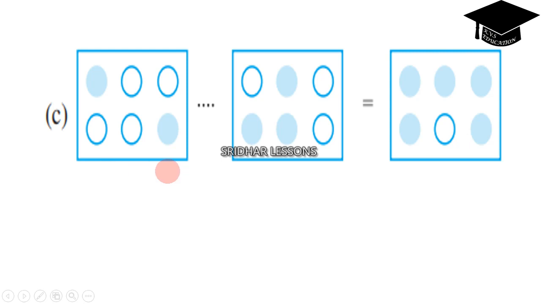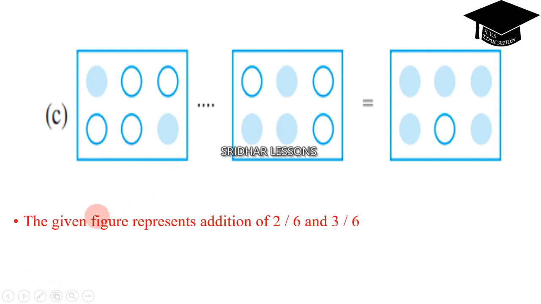See this picture. The given figure represents 2 by 6, where 2 were shaded, and here 3 were shaded out of a total of 6 parts. If you add them, 5 by 6 is the result, because 5 were shaded: 1, 2, 3, 4, 5. So this is 5 by 6. This is the addition.